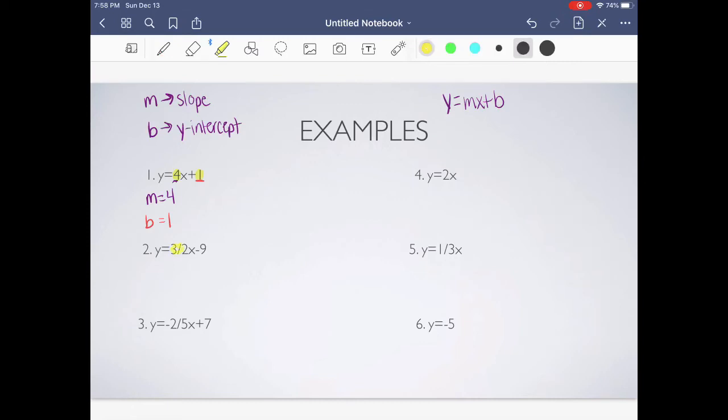So in the next one, our two numbers are 3/2 and negative 9. And make sure you are always taking the sign in front of the number if there is a sign in front of the number. So the number that is next to x is 3/2. So m is going to equal 3/2. The number that's by itself is this -9. So b equals -9.